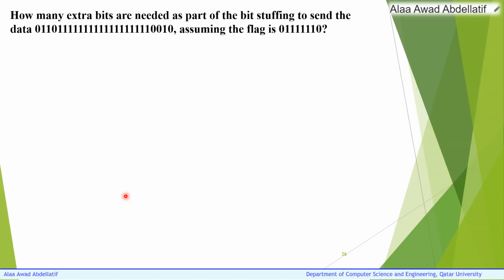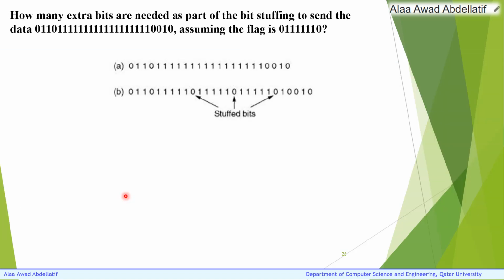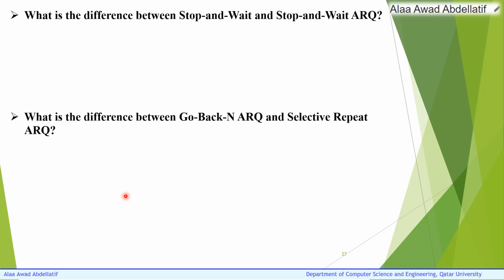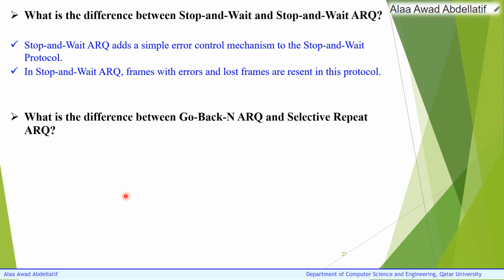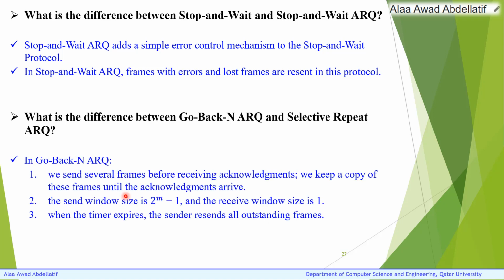How many extra bits? This is easy: you will add h5 ones, you will add 0. What's the difference between stop and wait and automatic repeat request? Automatic repeat request adds error control, which is the timer and retransmission; stop and wait does not do retransmission. What's the difference between go back N and selective repeat? In go back N the window size is of course different. When the timer expires, it sends all the frames, gives a copy of all the frames and retransmits all the frames, and the window size is different. I take care of both these questions.